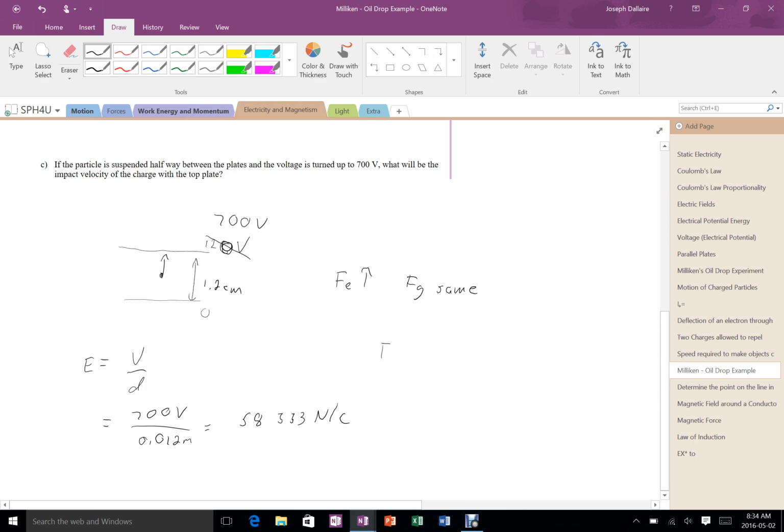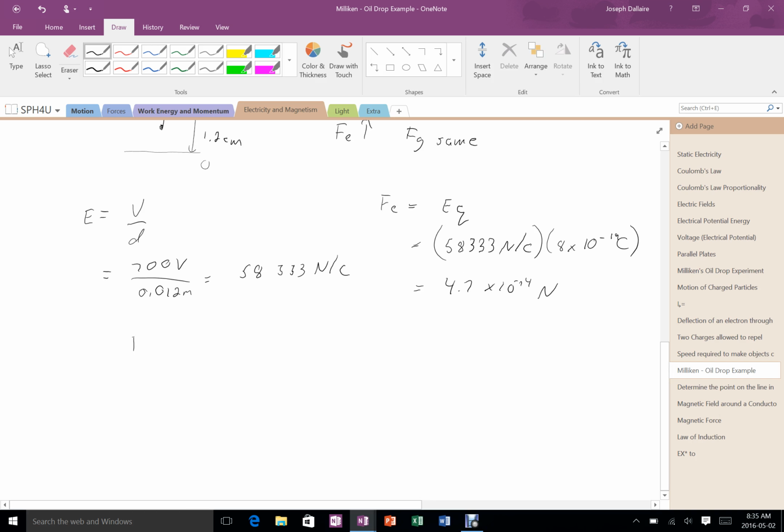Now, that will lead to an electric force acting on this particle, keeping in mind that our charge is 8 times 10 to the negative 19 coulombs, of 4.7 times 10 to the negative 14 newtons.